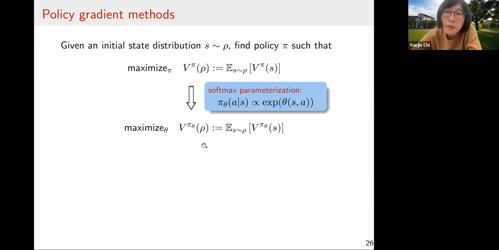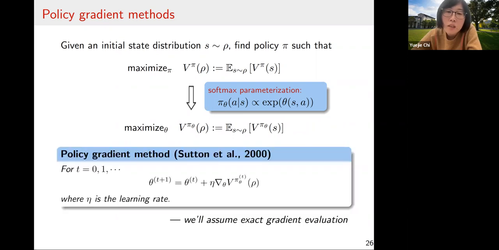So now with this unconstrained optimization problem in place, we can run policy gradient methods, which simply try to update the parameter theta by searching along the gradient direction of the value function with some learning rate. For simplicity, we're going to assume this gradient can be evaluated perfectly. For example, maybe you have some model information. In reality, typically you are only going to have approximate estimates of these gradients. But for simplicity, we're just going to assume we have exact gradient evaluation and focus on understanding the optimization dynamics under this situation.